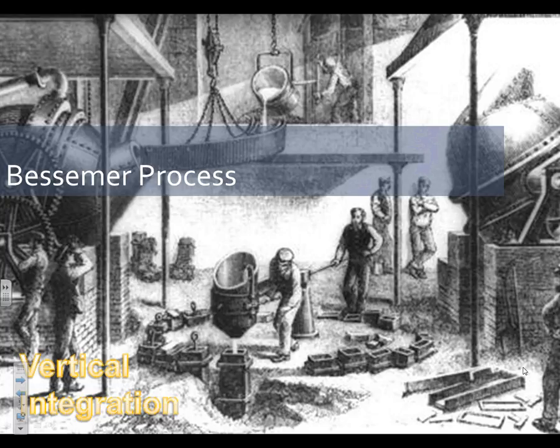This is the genius of vertical integration, which means owning multiple steps of the process, right? So here are all those steps to producing steel. Andrew Carnegie would ultimately own them all, vertically integrating his company.